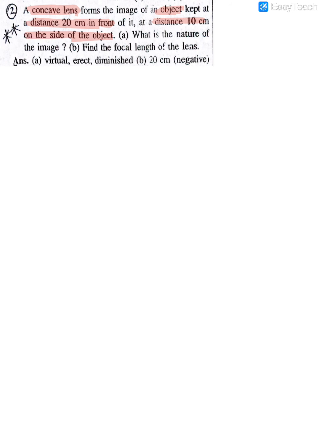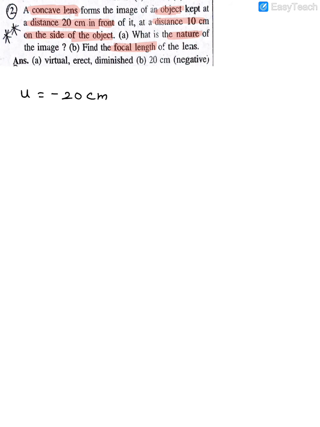What is the nature of the image? It is obviously virtual, upright and diminished. Because it's a concave lens, you can just answer it without even solving it. Find the focal length of the lens. That's all. Okay, so I'll just tell you the data, or you can pause the video right now and try it yourself completely. Those who don't want to do it on their own, continue and look at the solution. So U is equal to minus 20.